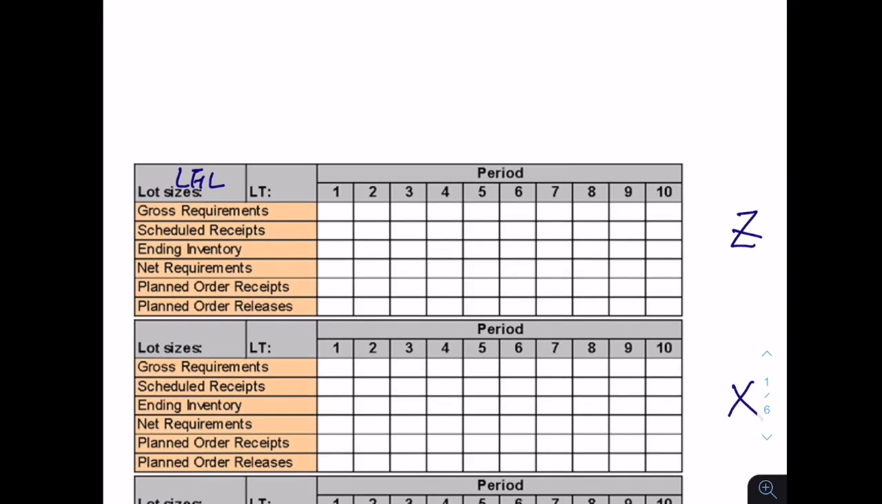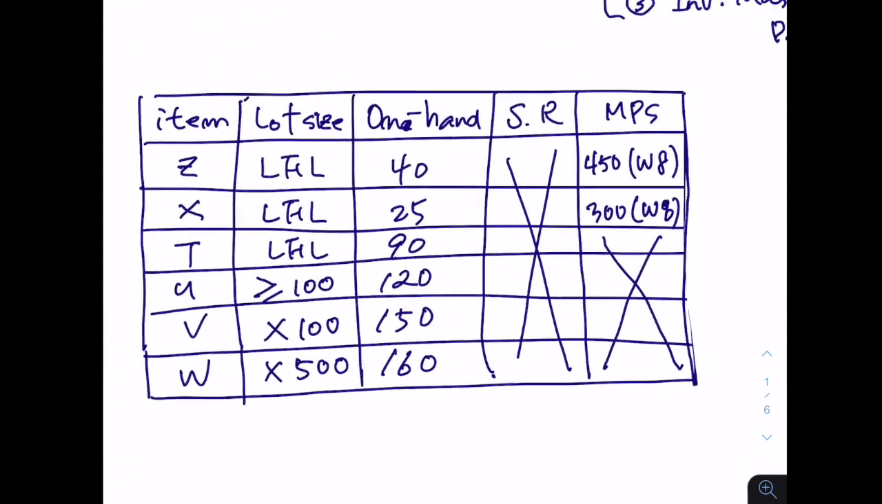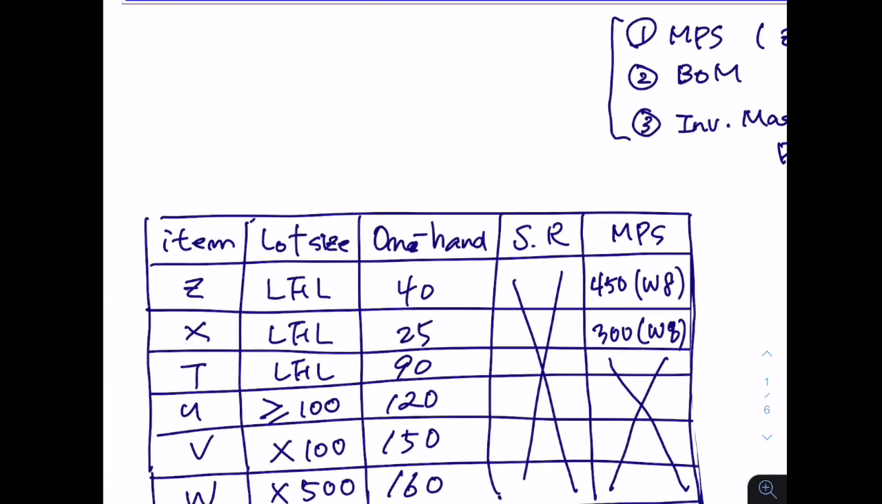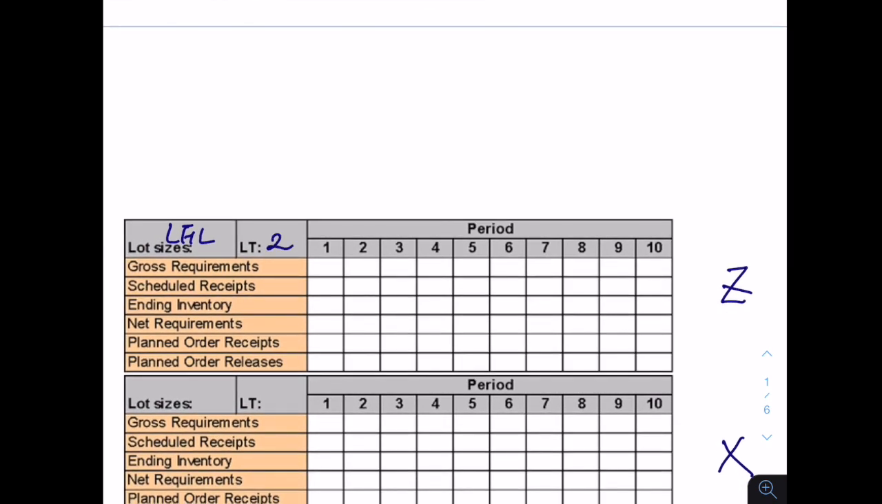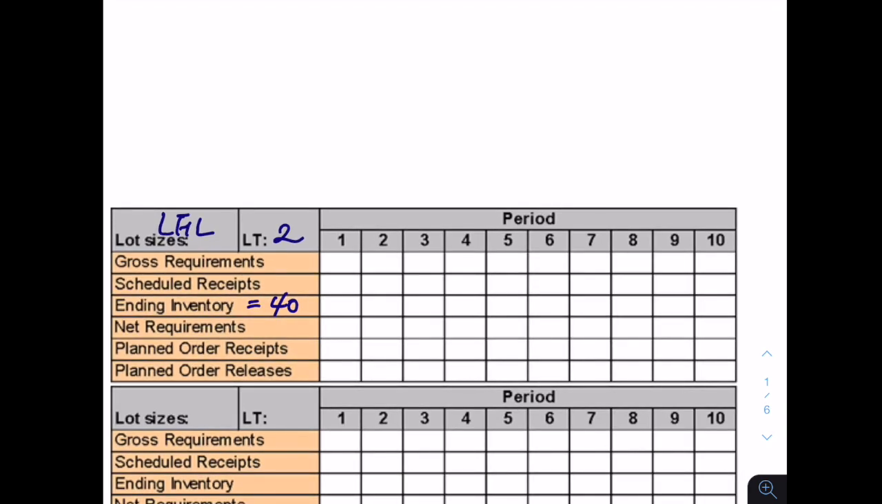And what is the lead time? Lead time is given in this BOM. So let's say lead time is 2. And currently, how many do we have? On-hand inventory is 40. And this end item has MPS. So what is the demand on week 8? Let me highlight it. So we use this information: 450 in week 8. Let me make it a little bit bigger. So 450 in week 8.